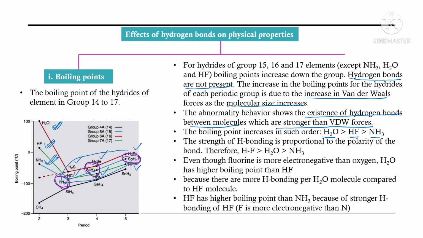Even though fluorine is more electronegative than oxygen, water still has a higher boiling point than HF because between water molecules, more hydrogen bonds can be formed compared to between hydrogen fluoride molecules. And HF has a higher boiling point than ammonia because stronger hydrogen bonds can be formed between hydrogen fluoride molecules due to fluorine being more electronegative than nitrogen.